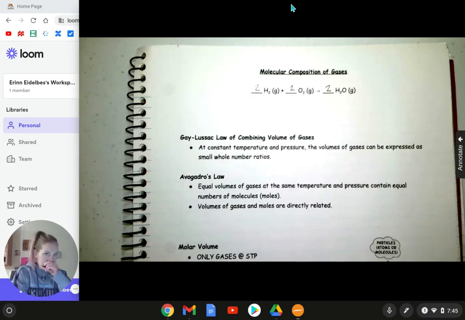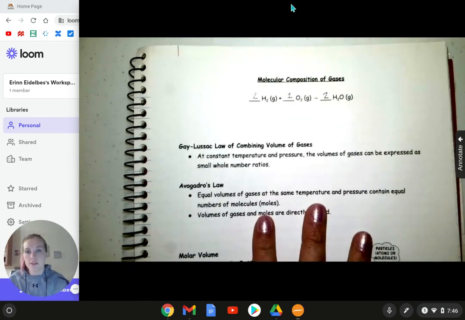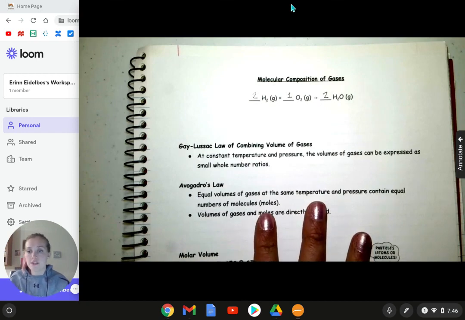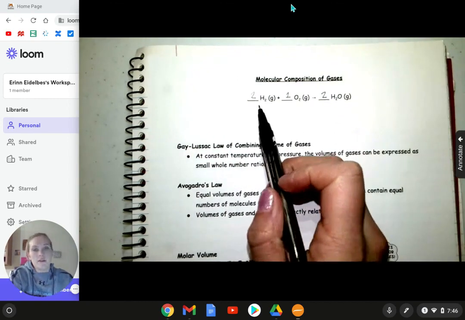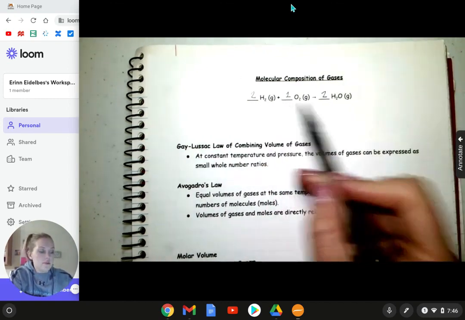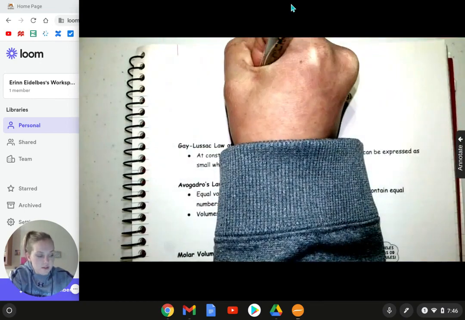Happy Wednesday. Today we're going to go over molecular composition of gases, and I will not be providing this note sheet on PowerSchool Learning, so you're just going to have to write it on a separate sheet or in your notebook. To start, we have our equation here. It's already balanced.